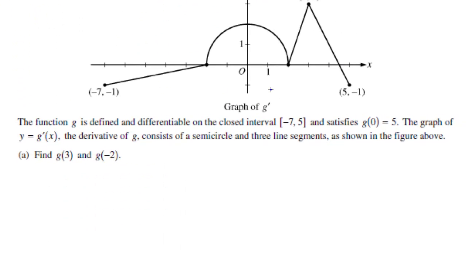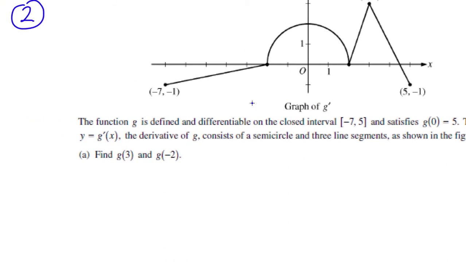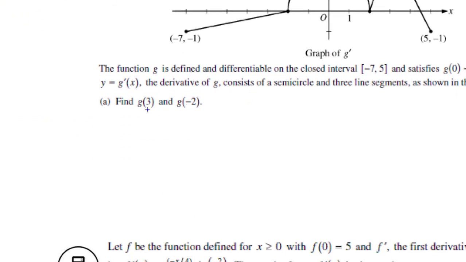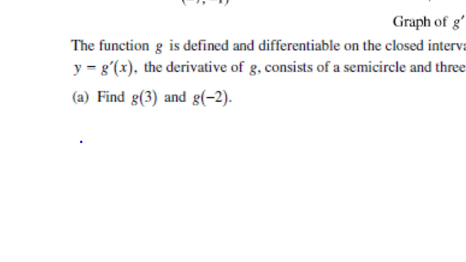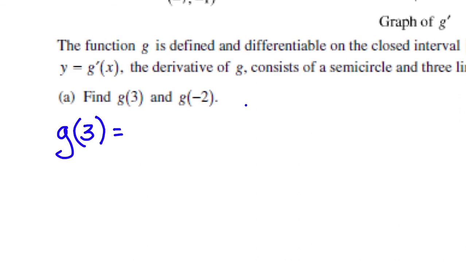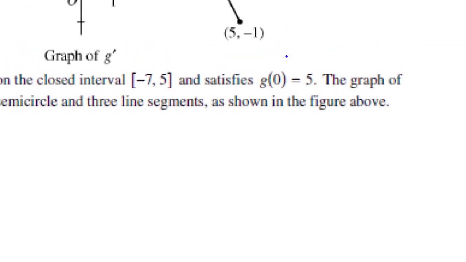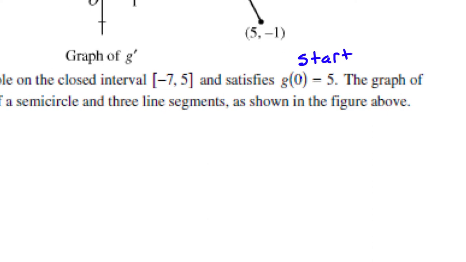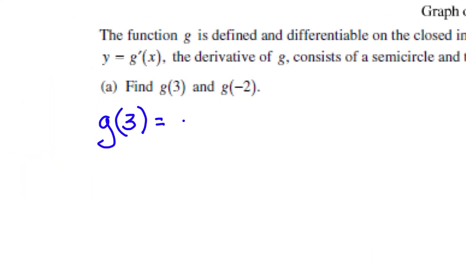We are given a graph of g prime, which is going to be helpful because we're going to take the integral of that to find any change. So g of 3. What is g of 3? G of 3 is our start plus change. What is our start? Does it say anywhere in here? Oh yeah, so our start is 5. So I'm going to come over here and say this is going to be 5 plus the change. So the integral between 0 and 3.